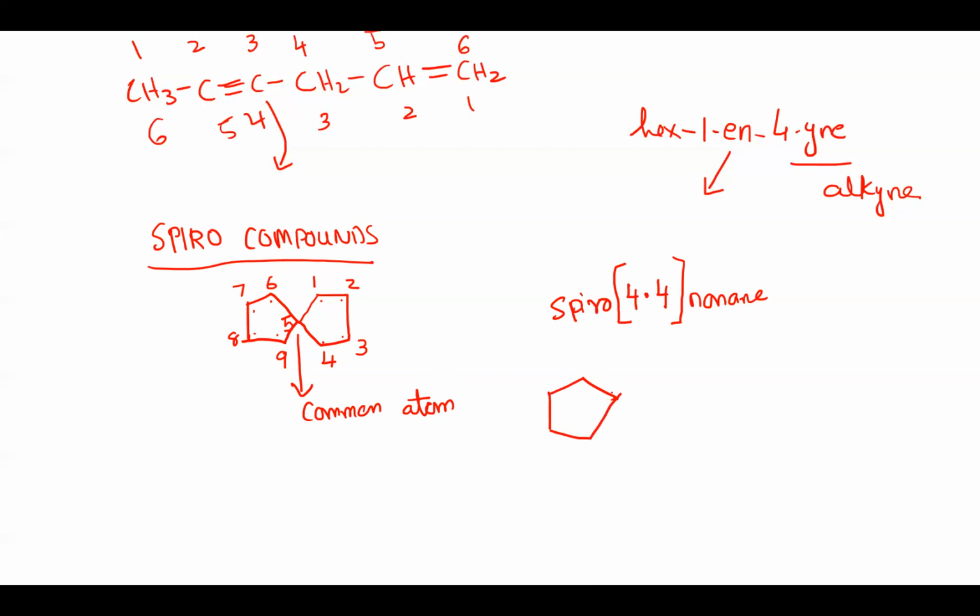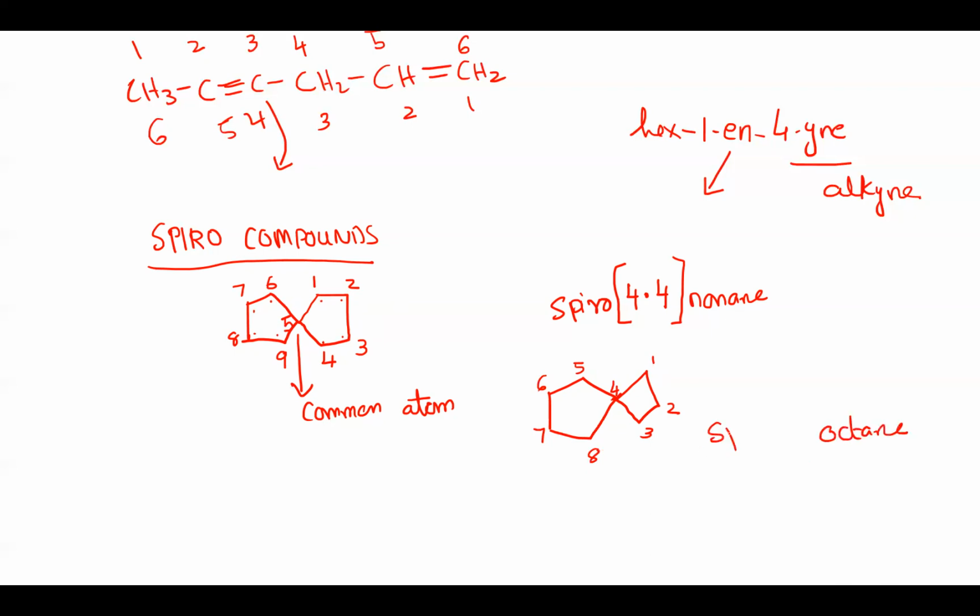This ring has 1, 2, 3, 4, 5, but this other ring has only 4. So let's number it. This is how we number: start from the smallest ring. Here 1, 2, 3, 4, and here also 1, 2, 3, 4, so we can put either way, no problem. Here it is 1, then 2, 3, 4, then 5, 6, 7, 8. So the compound is actually an octane.